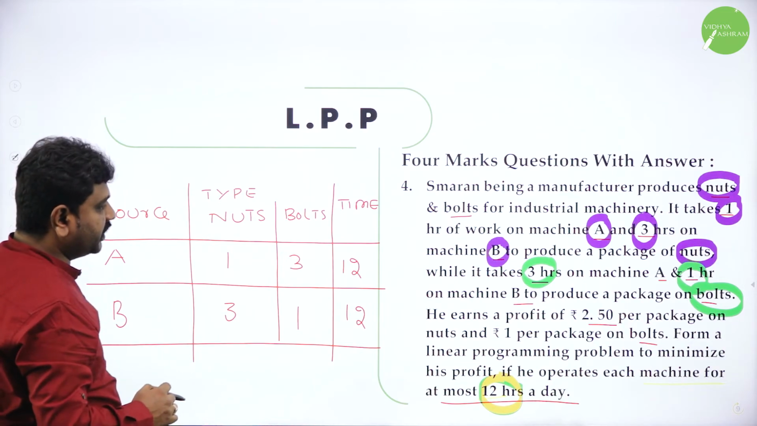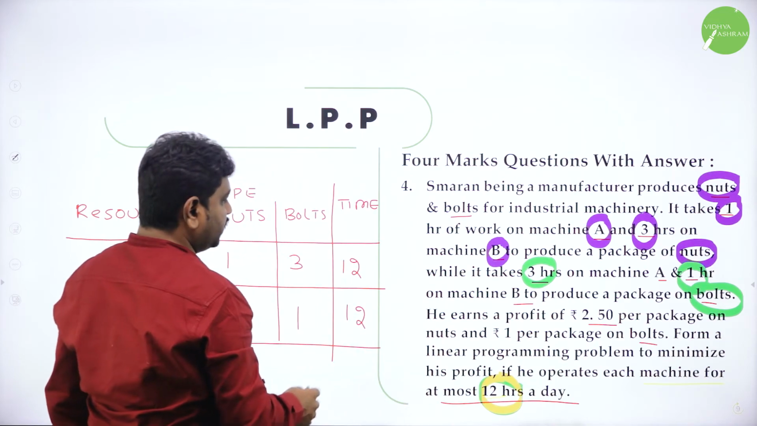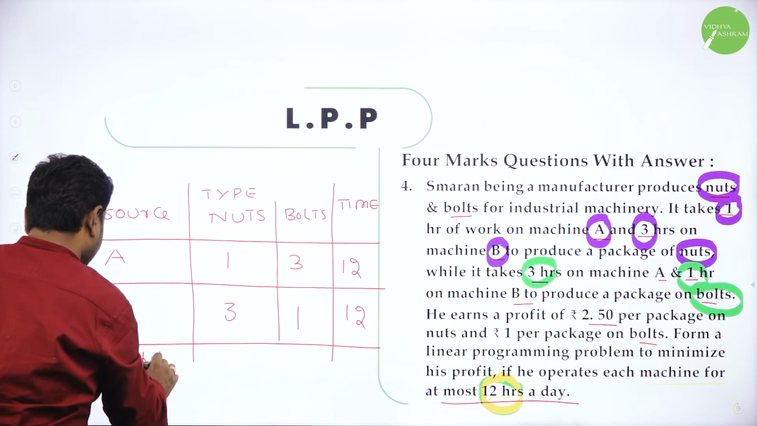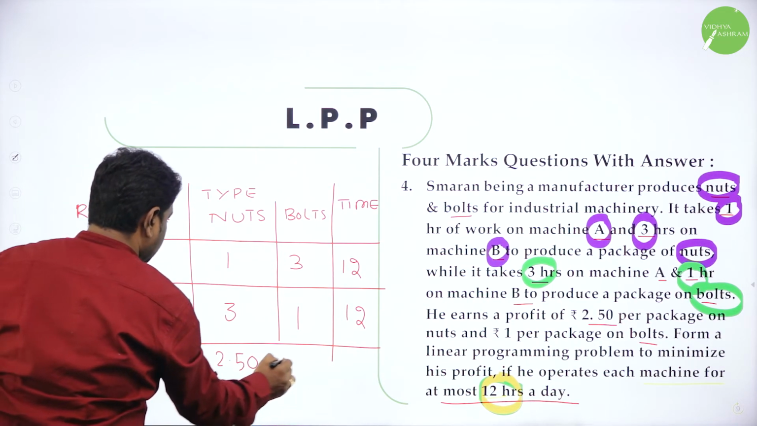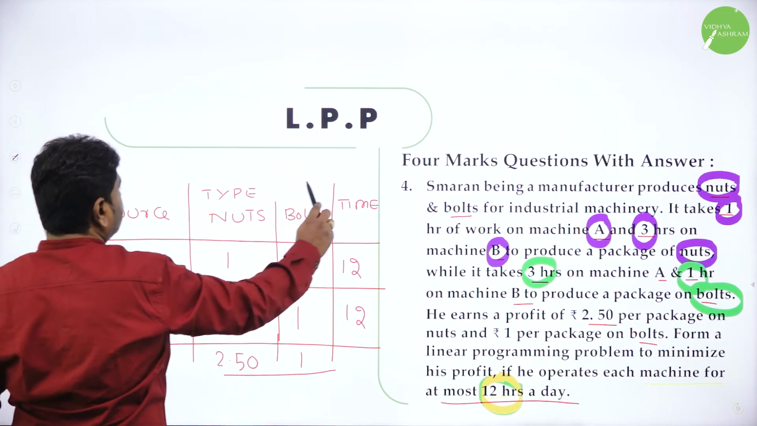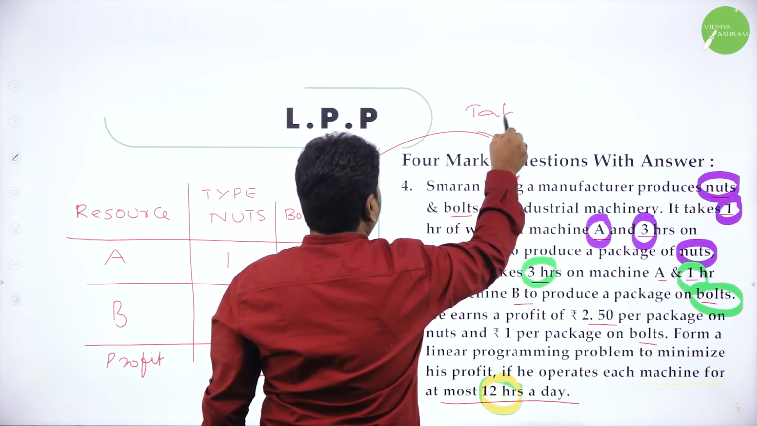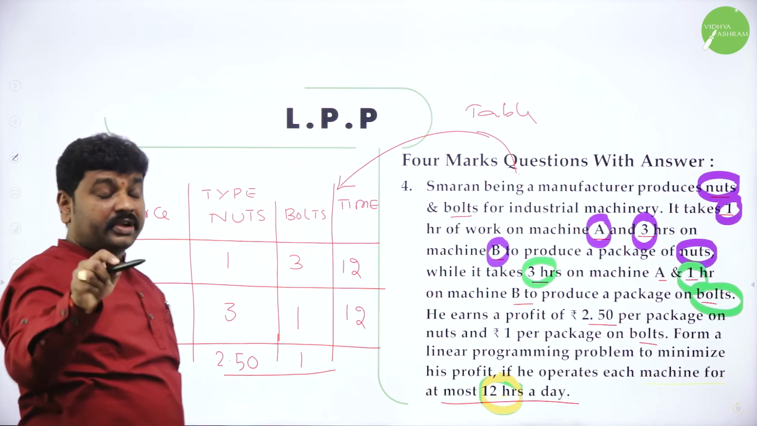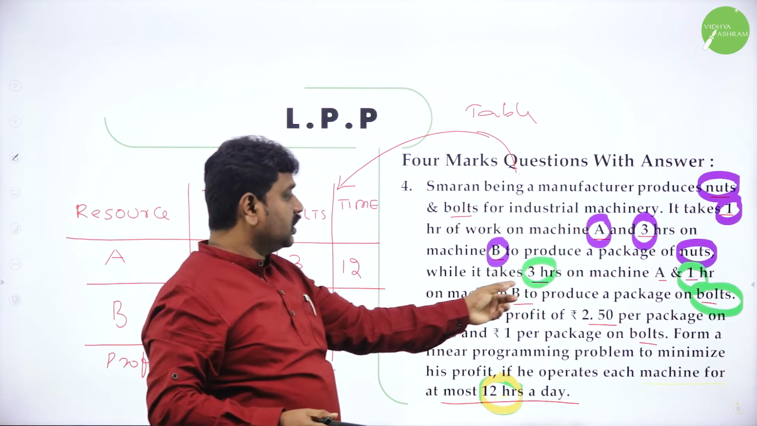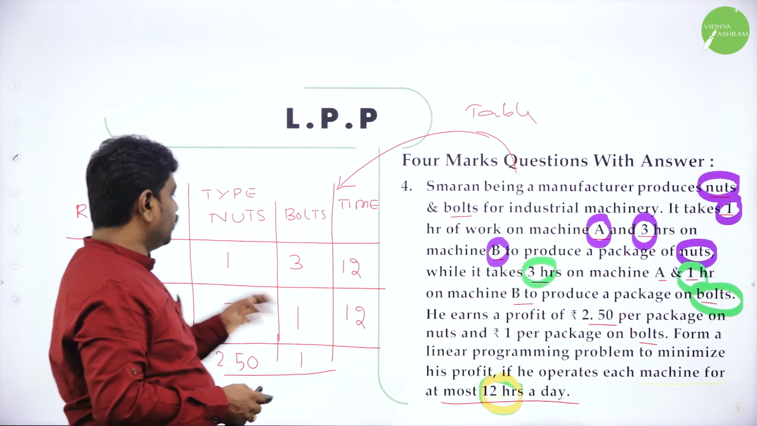And profits also they give: 2 rupees 50 paise per nut and 1 rupee per bolt. So I'll write the profit, 2.50 and 1. So the first step I took was converting the word problem to a table. It's not necessary, they don't ask for this, it is just to make you understand simply. I've circled all the things of nuts in blue, bolts in green, time constant and profit.